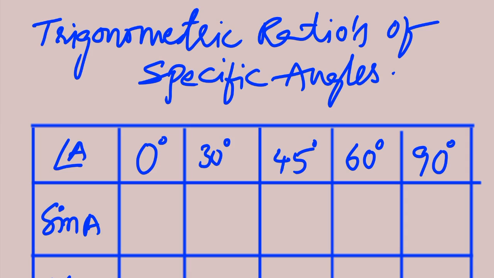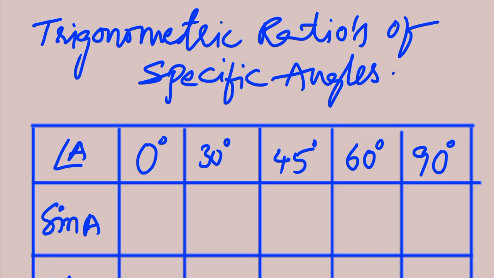Yes, so here you see there is a table, and most of the students are finding it difficult to remember the values of these ratios. Like suddenly if I ask what is sine 45, what is cos 60, what is tan 90, remembering those values is a very difficult task. So if you learn this table by heart, there is no problem, easily you can solve all the problems.